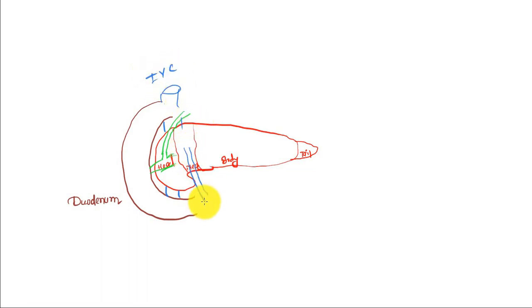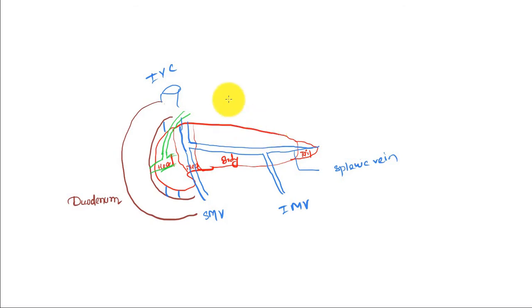We have the superior mesenteric vein joining with the splenic vein, and the inferior mesenteric vein draining into the splenic vein. Thus here is the portal vein, formed by joining of the superior mesenteric vein and splenic vein. Here we have the aorta behind the body of the pancreas, and the celiac trunk, which gives rise to 3 branches. One of them is the splenic artery, which supplies the body and the tail.